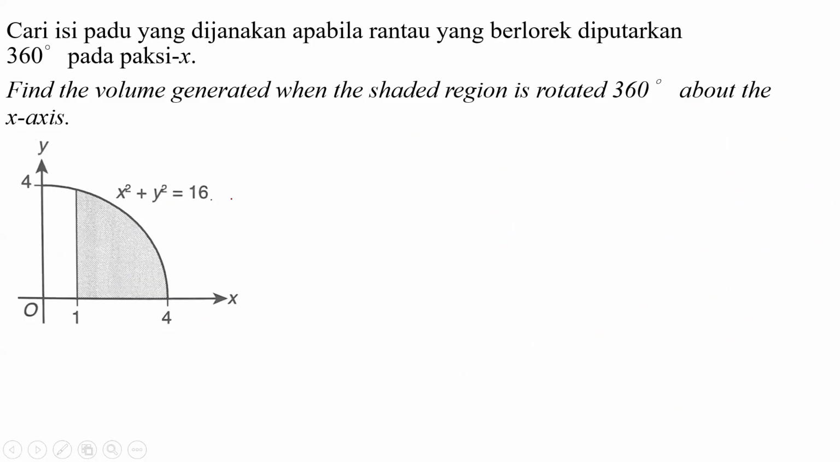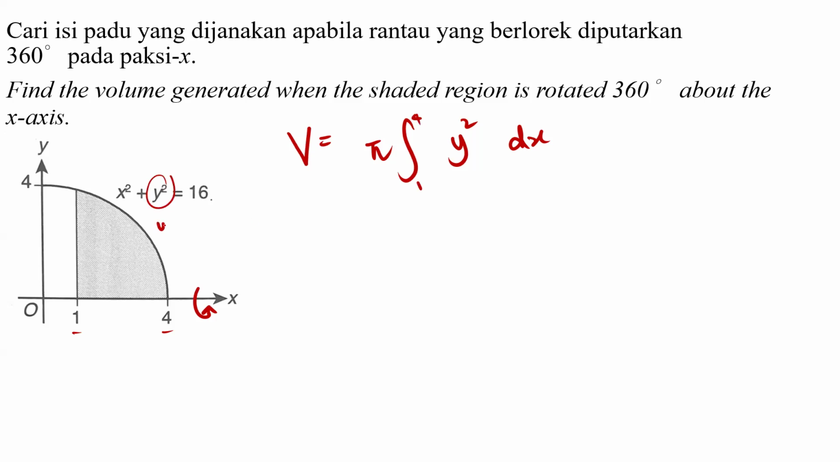Rotate about the x-axis. Therefore the volume will be towards the x-axis, so it must be pi y squared. Your boundary must be x1, x2, so over here it is 1 and 4. It's already y squared, so y squared equals 16 minus x squared. Substitute that: 16 minus x squared dx.